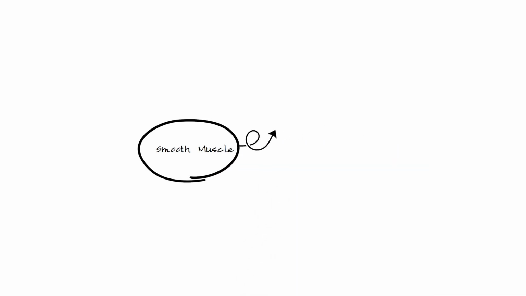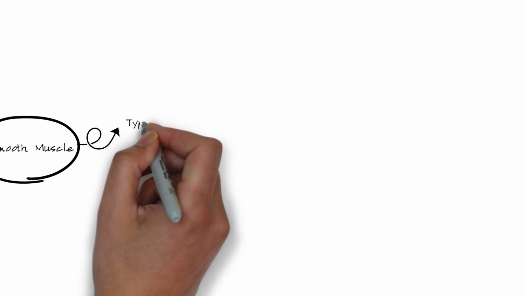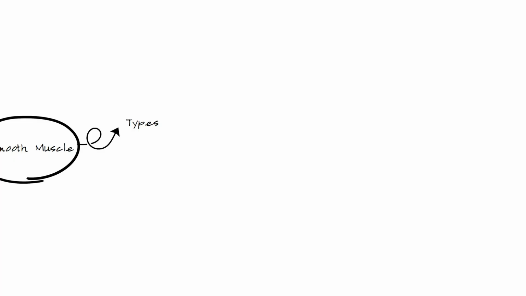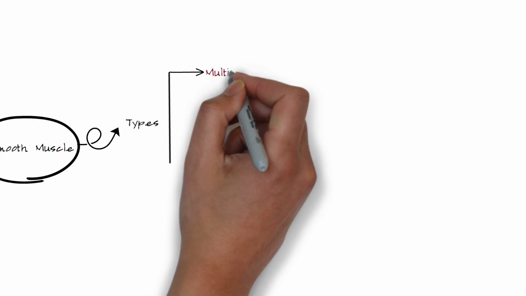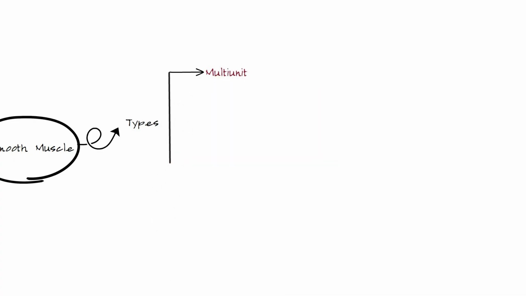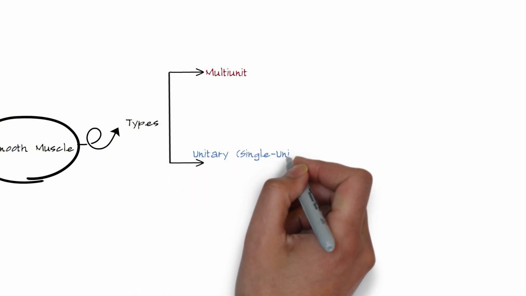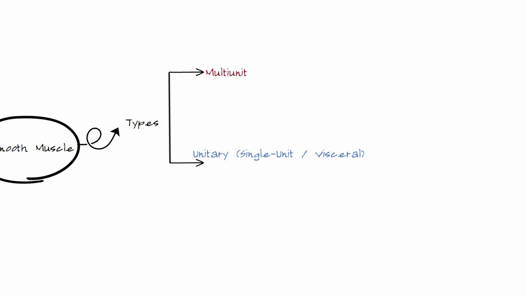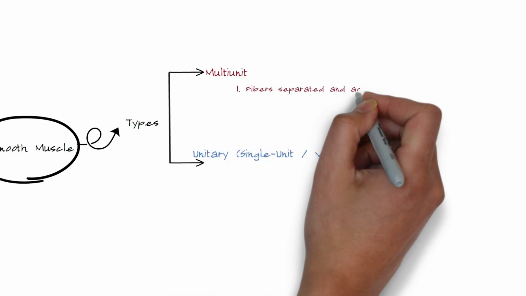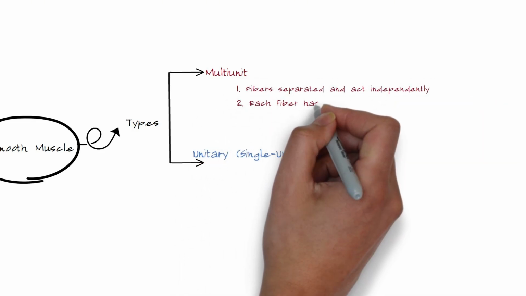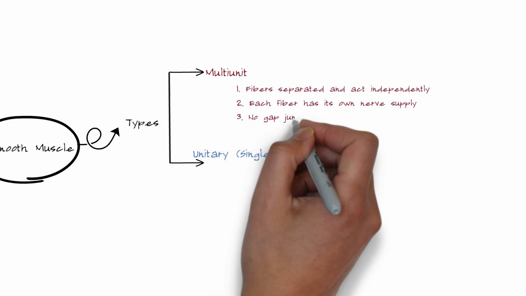Now let's start with the types of the smooth muscle. There are two types. First, the multi-unit smooth muscles. Here in this type, the fibers are separated. Each fiber has its own nerve supply, and each contracts independently. There are no gap junctions between them, so they are contracting independently. And the best example for this is the ciliary muscles.